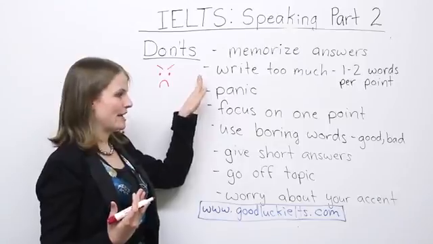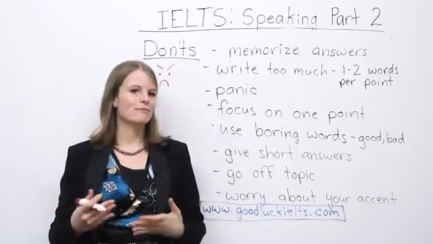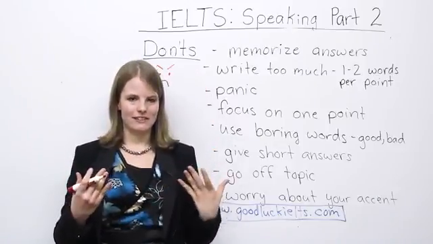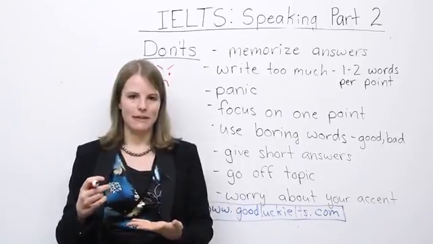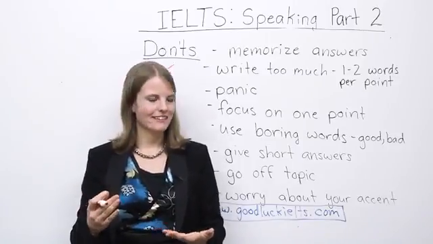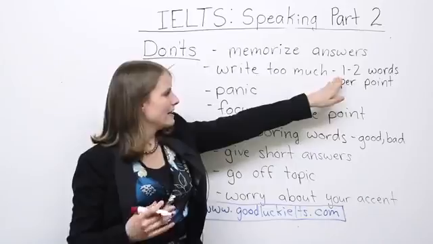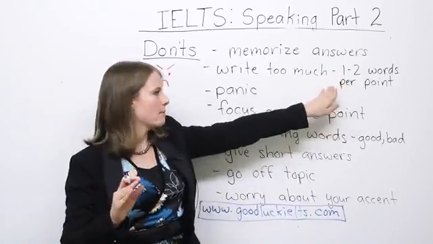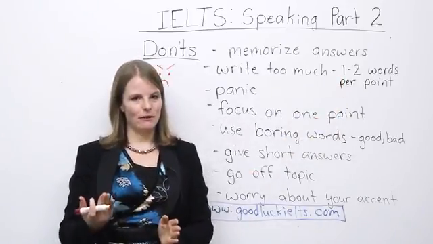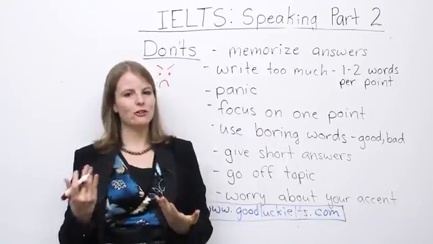Okay, don't write too much. I told you for the first part of this section, you get to write for 1 minute. Don't write full sentences. It's good to write about 1 to 2 words per point. So there's about 3 points. 1 to 2 words is good.